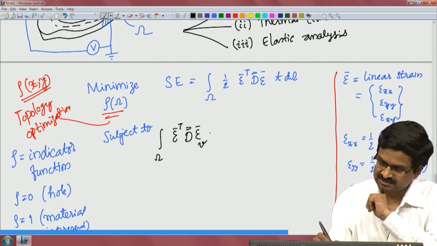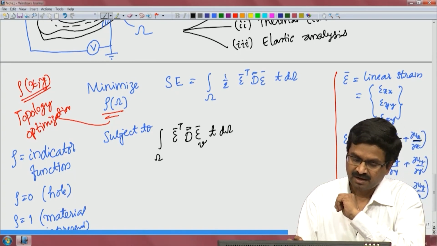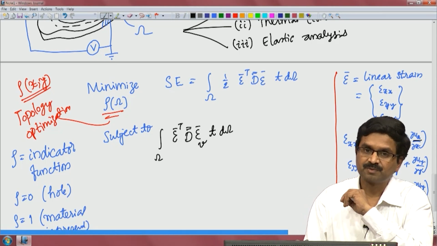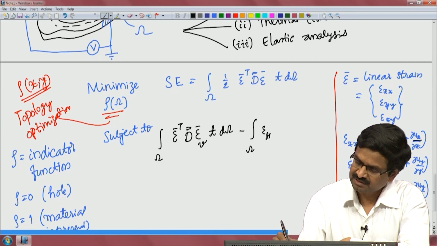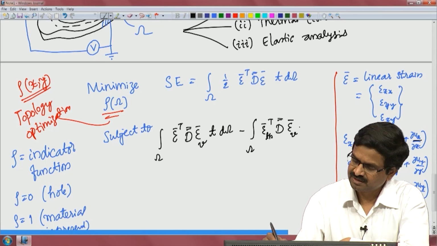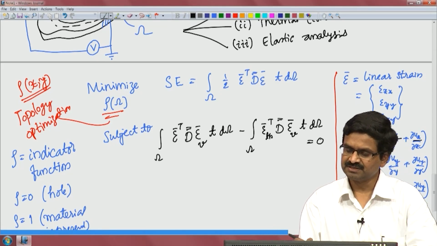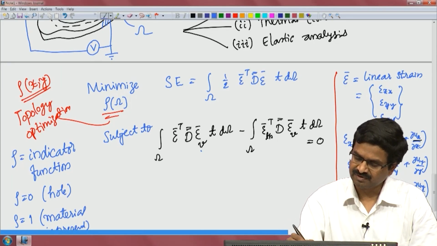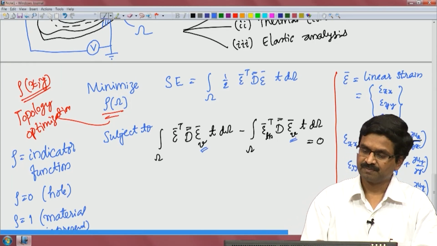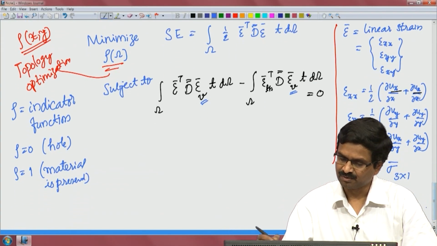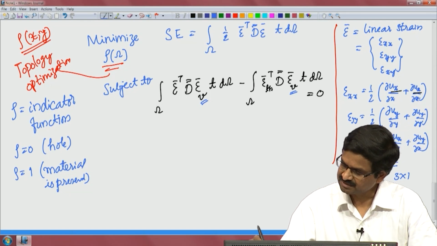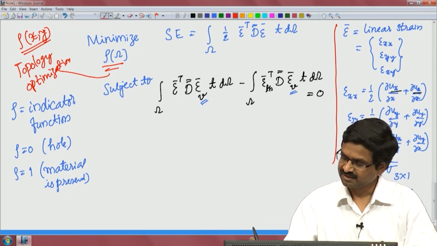We get this and then the t of this, and there is no mechanical load in this problem, but there is thermal load. So, that we will write as epsilon thermal transpose D epsilon v t d omega, that should be equal to 0. That is, for any arbitrary v, this equation should hold good. Now, what is epsilon th? That is the thermal load. Let's write it over here in a different color.